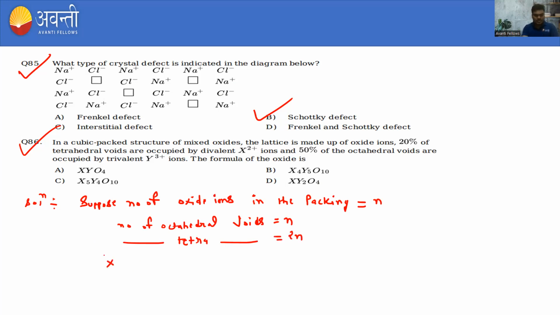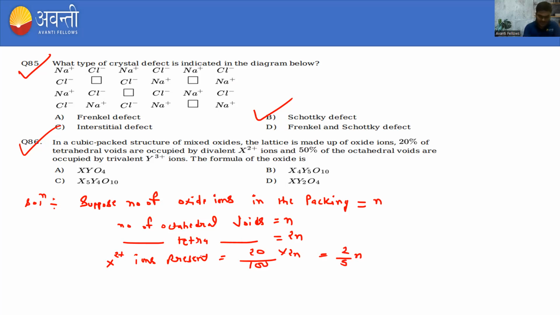Now, according to the question, the divalent X2 plus ions present are 20 upon 100 into 2n. So on solving you will get 2 by 5.